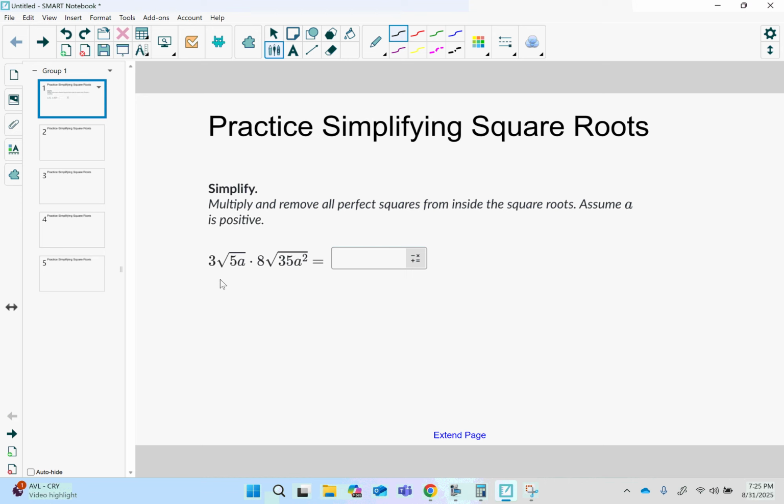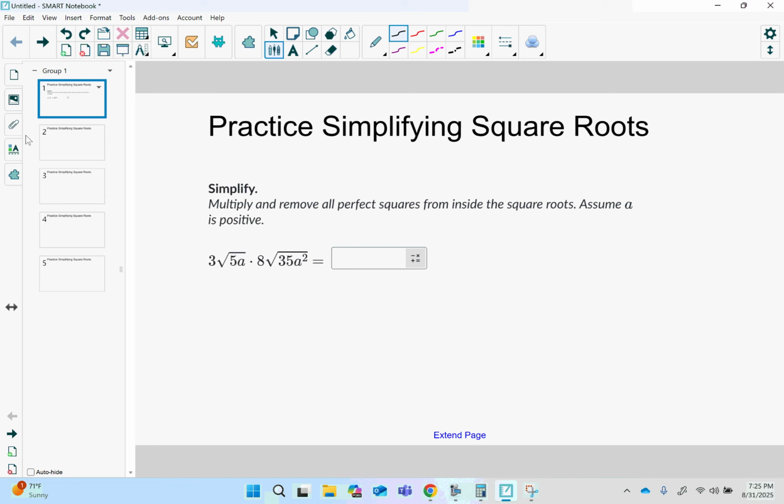All right, so what I see here is that we're multiplying two expressions that each have a square root in them. When you are multiplying, you can simplify by moving the terms around. It's called the commutative property of multiplication, meaning each of the factors can move. We call these factors because they're multiplying. So 3 is a factor, the square root of 5a is a factor, 8 is a factor, the square root of 35a squared is a factor.